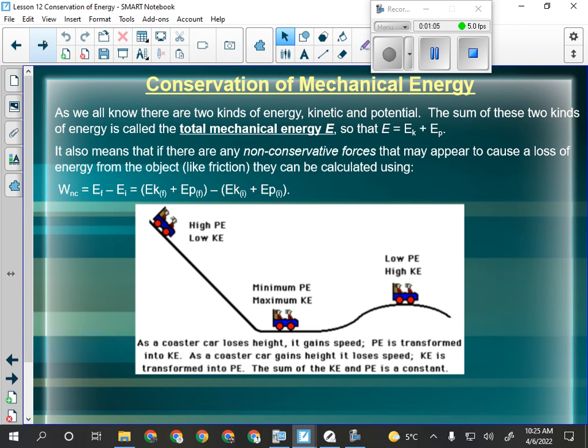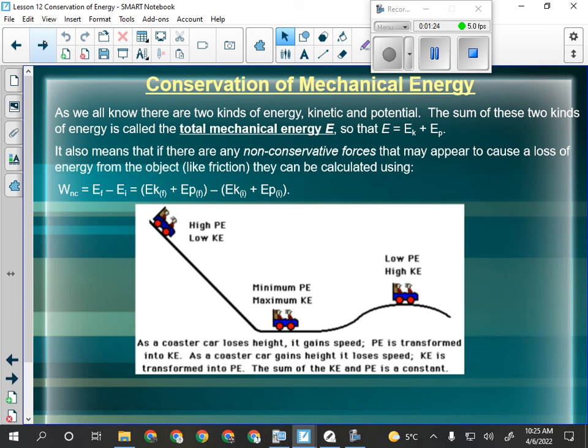So we know there are two kinds of energy, at least, that we're dealing with in this unit. There's obviously more than that. There are different kinds of potential energy, but we're looking at basically gravitational potential and kinetic. When you add those together, you get the total mechanical energy of an object or a system.